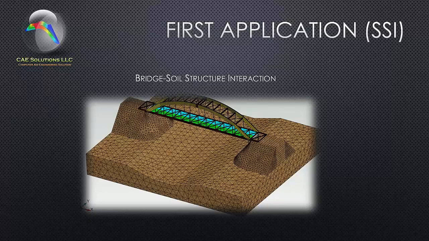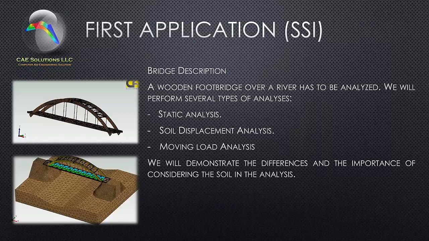The first application we'll see of SSI is a bridge soil structure interaction. The bridge description that we're going to analyze today: a wooden footbridge over a river has to be analyzed. That means we are given the geometry, and we will perform several types of analyses. The easiest one is static analysis, then soil displacement analysis, moving load analysis. We will demonstrate the differences and the importance of considering the soil in the analysis.